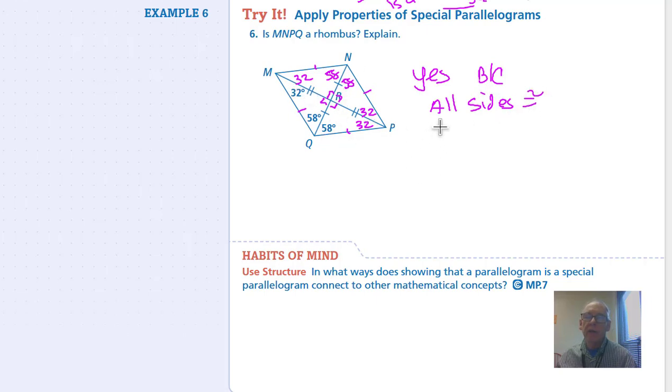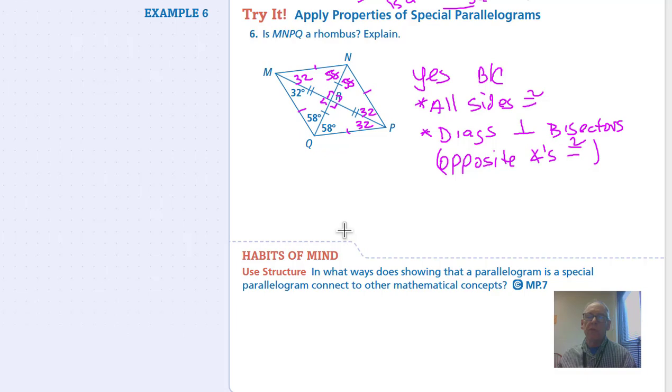Also, we can see that the diagonals are perpendicular bisectors of each other. And what else? Opposite angles are congruent. Now, opposite angles being congruent really only goes with parallelograms, but the diagonals being perpendicular bisectors of each other goes with a rhombus, and all sides being congruent also goes with a rhombus.